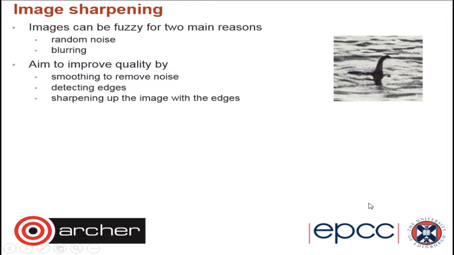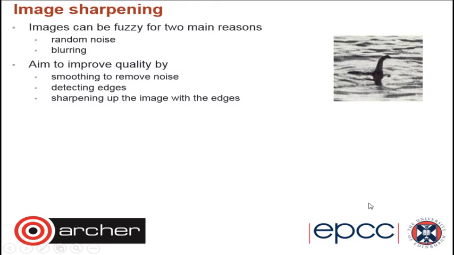It never ceases to surprise me, it never ceases to amaze me. Whenever anybody has captured a picture of it, it always looks like this. Really fuzzy, really difficult to tell actually what they've captured. Now, apart from the fact that all these pictures are fake, the reason that images are fuzzy is firstly because of random noise being introduced into them, and secondly, because of blurring. So what we can do is aim to improve the quality of the image, firstly by smoothing it to remove that noise, and secondly by detecting edges and sharpening up those edges in the image.